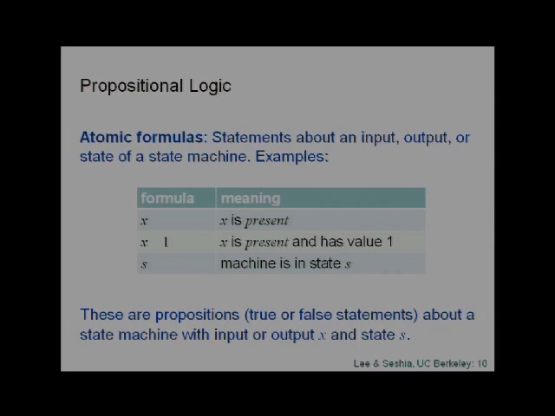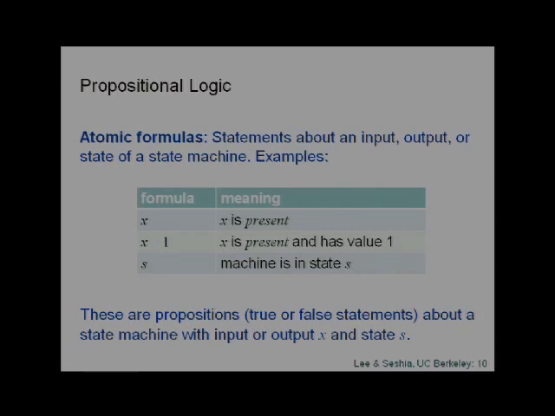If your signal is not pure, but is, let's say, integer valued, then I can have an atomic formula of this form, x equals 1, which says that x is present and the value it takes is 1. And if we simply write down the name of a state S, the Boolean property we mean is that the state machine is currently in state S. Those are 3 examples of atomic formulas. These are just statements about inputs, outputs, or states of a state machine, and the form of the atomic formula depends on the type of the signal that you are reasoning about.